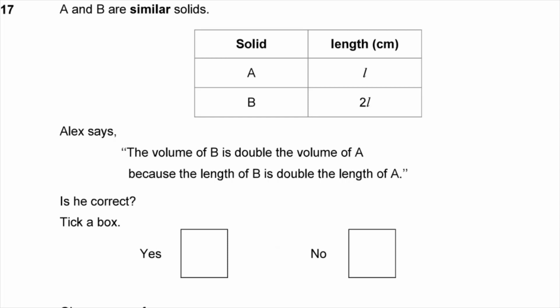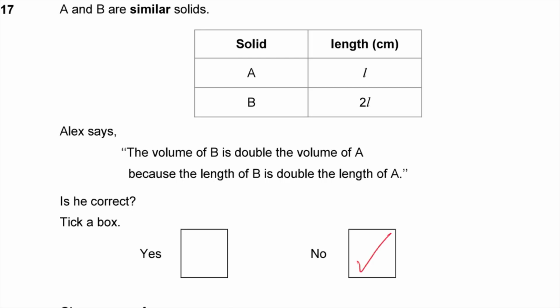Question 17. A and B are similar solids. Solid A is of length L and solid B is of length 2L. Alex says the volume of B is double the volume of A because the length of B is double the length of A. Is he correct? No, he's made a classic error there.